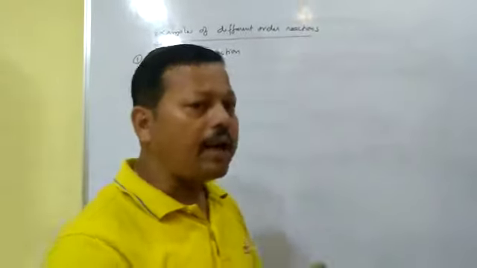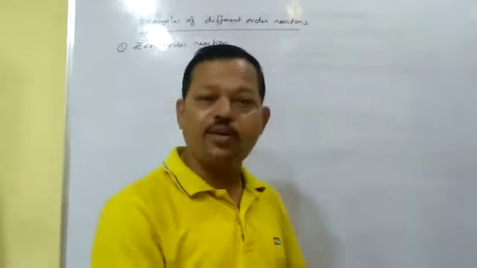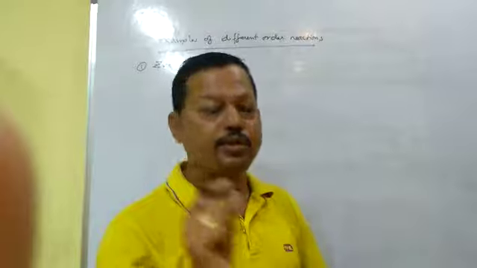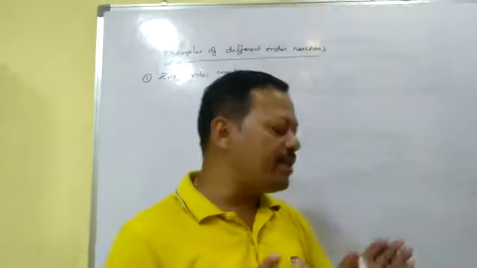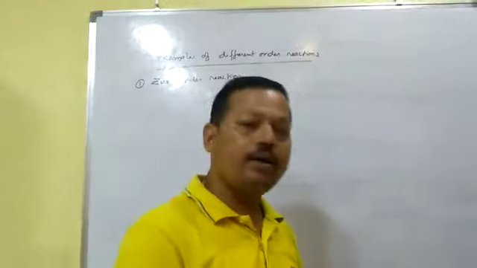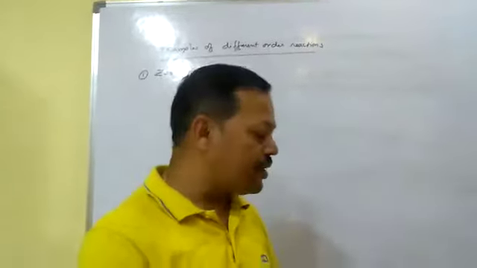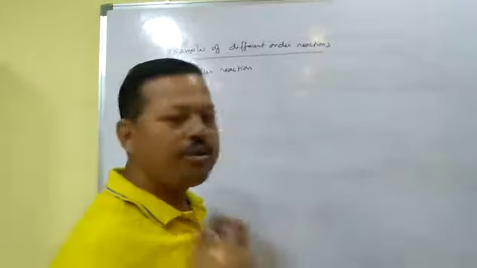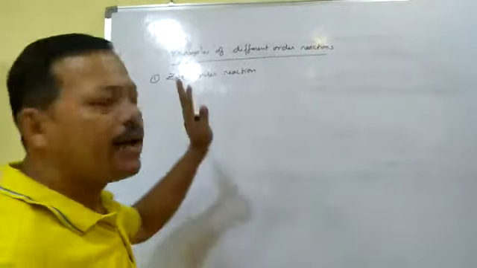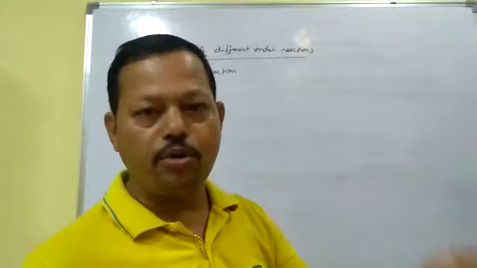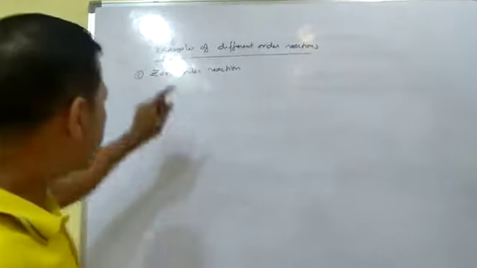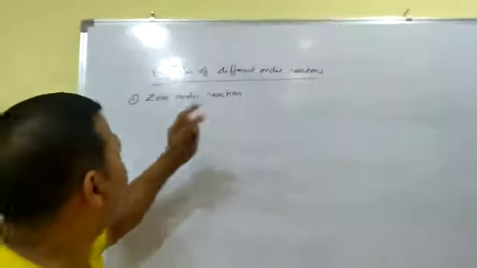Now I'll give you some examples of different order reactions which are given in your book, and experimentally these reactions orders are found out. These are experimental data. Theoretically it's not possible. So I'll give you one example of zero order, one example of first order, one example of second order, like that. So now examples of different order reaction.